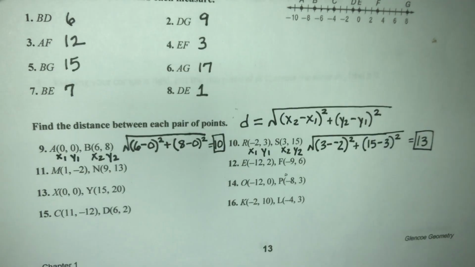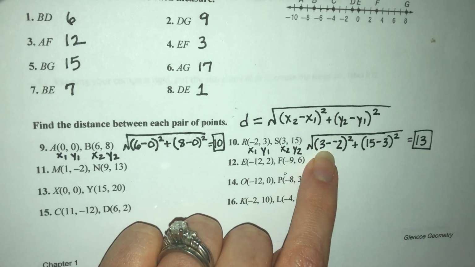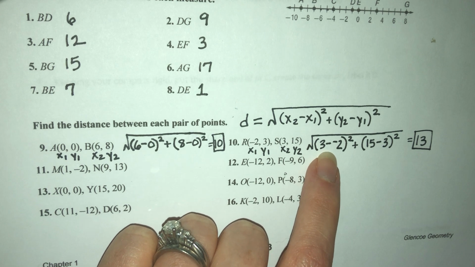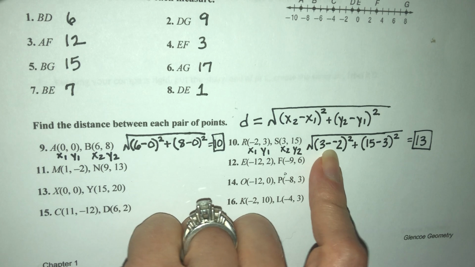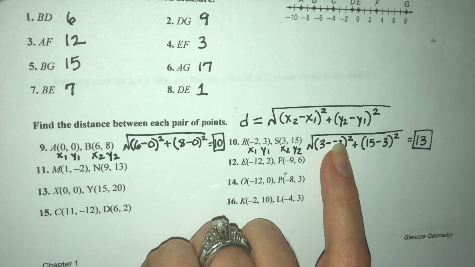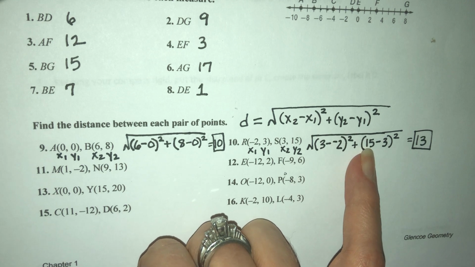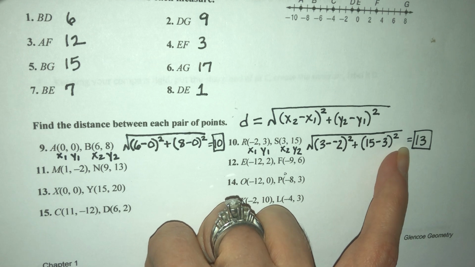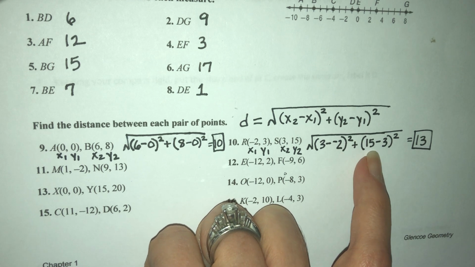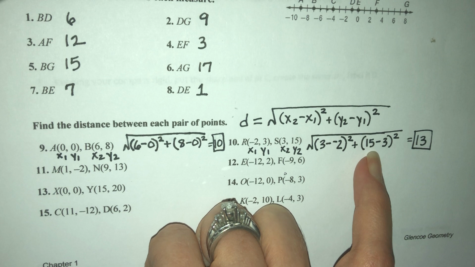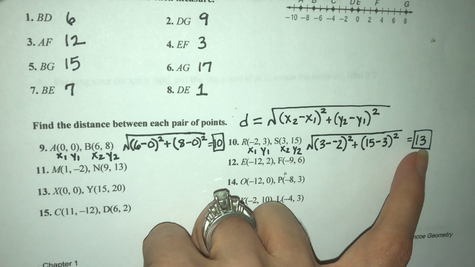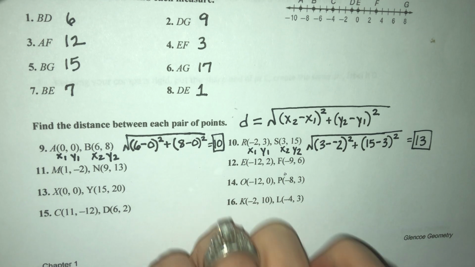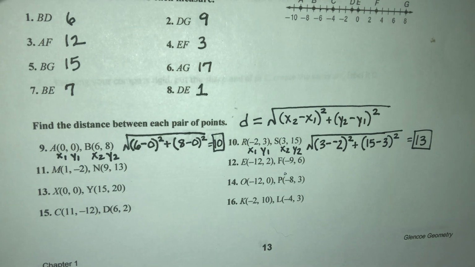Now you might have been able to do that by hand, because 3 minus negative 2 means 3 plus 2, which is 5. 5 squared is 25. 15 minus 3 is 12. 12 squared is 144. 25 plus 144 is 169, and the square root of 169 is 13. So feel free to do this without the calculator if you prefer.